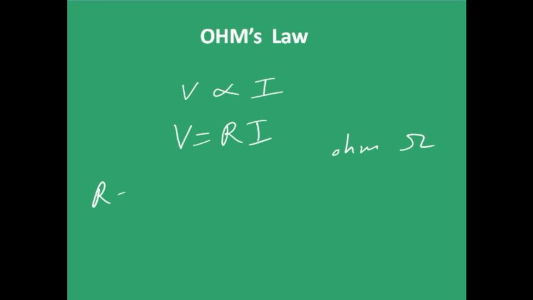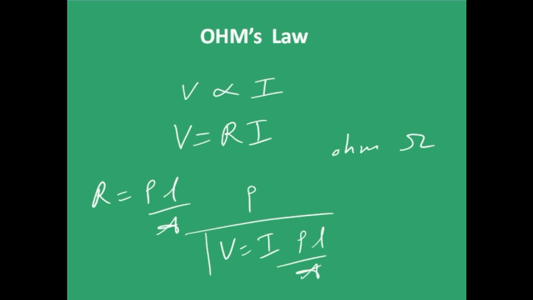This is the formula to find resistance: rho L by A, where L is the length of the conductor and A is the cross sectional area. What is rho? Rho is the resistivity. It is a characteristic of the material itself. So now I can write Ohm's law V is equal to IR as V is equal to I, and R can be written as rho L by A. This is another form of writing Ohm's law.